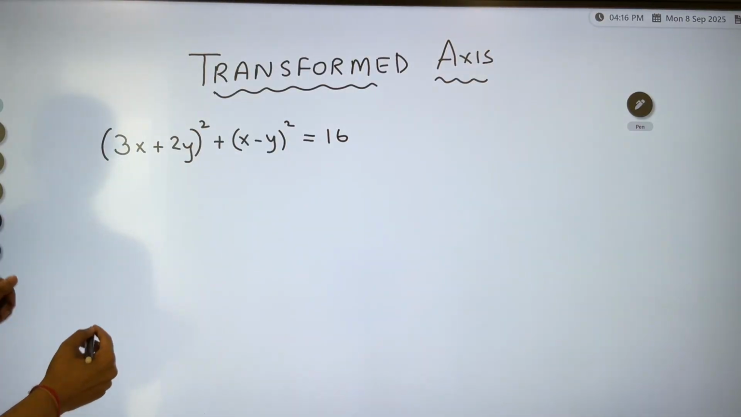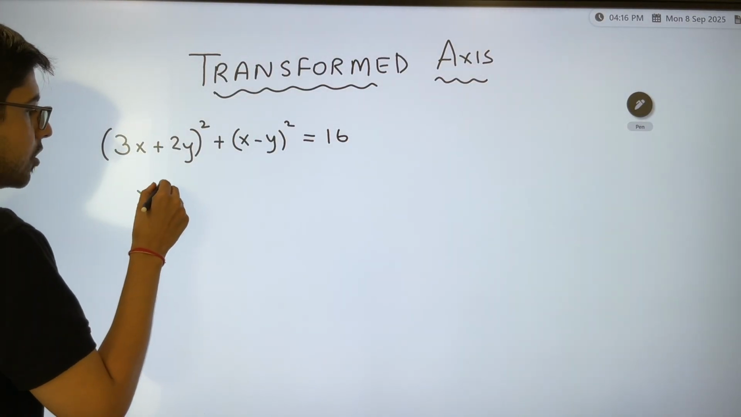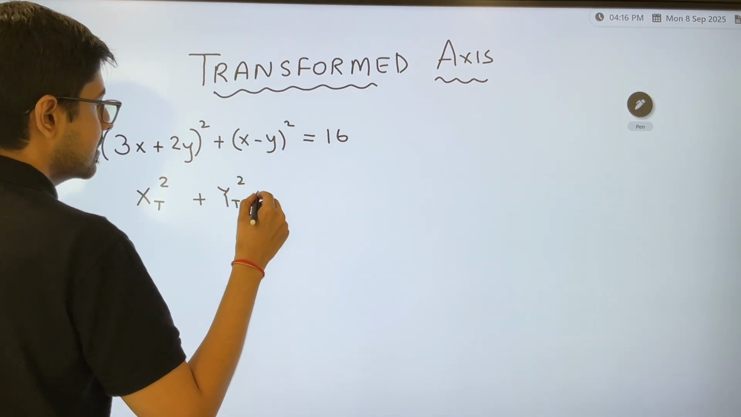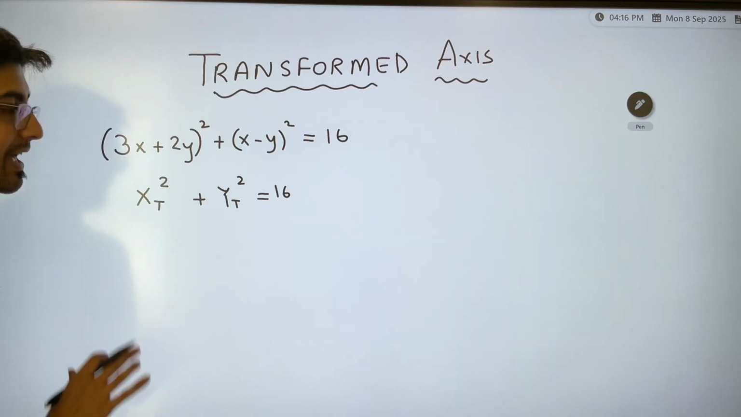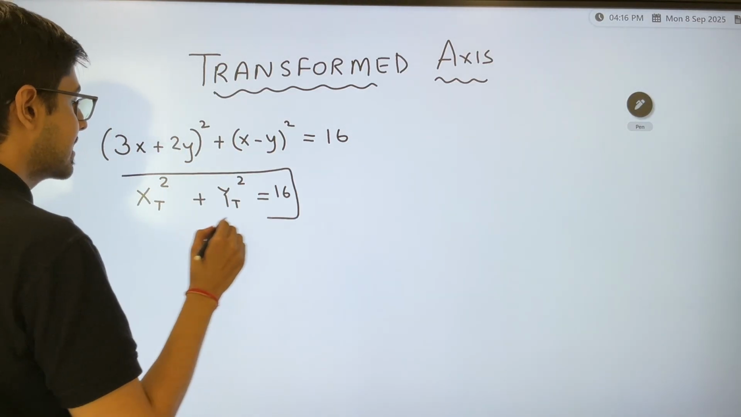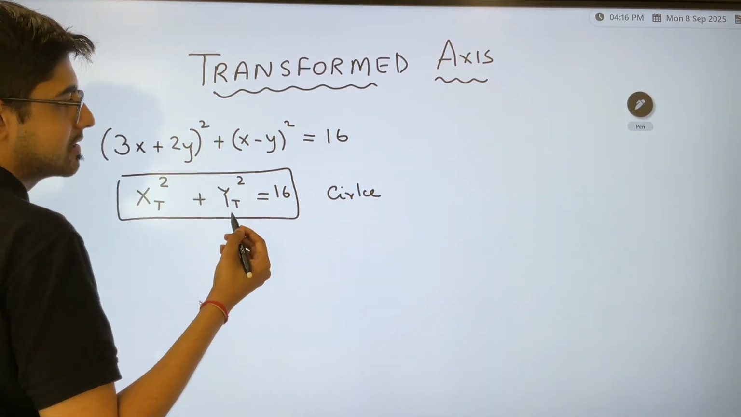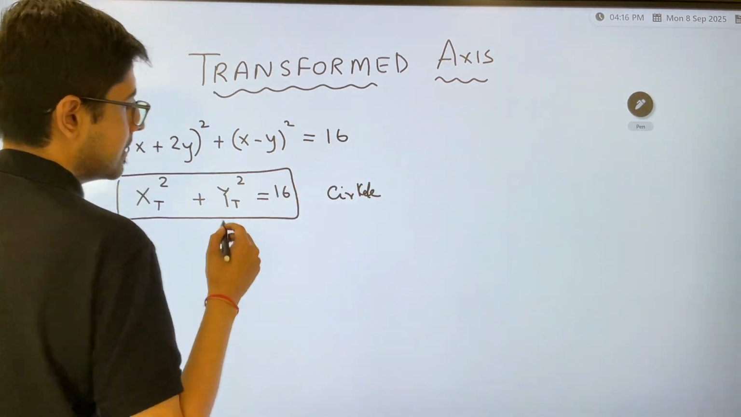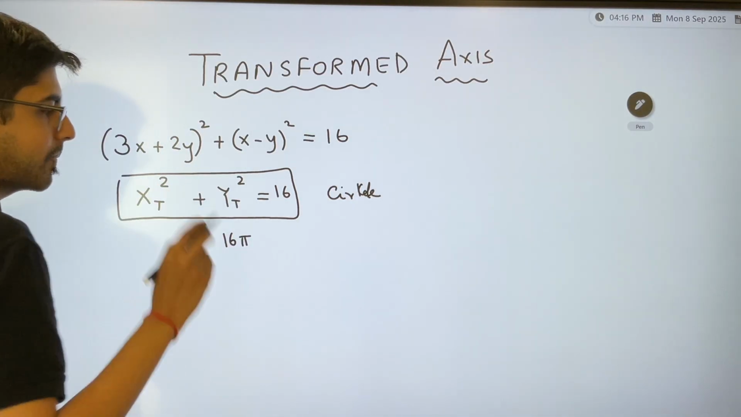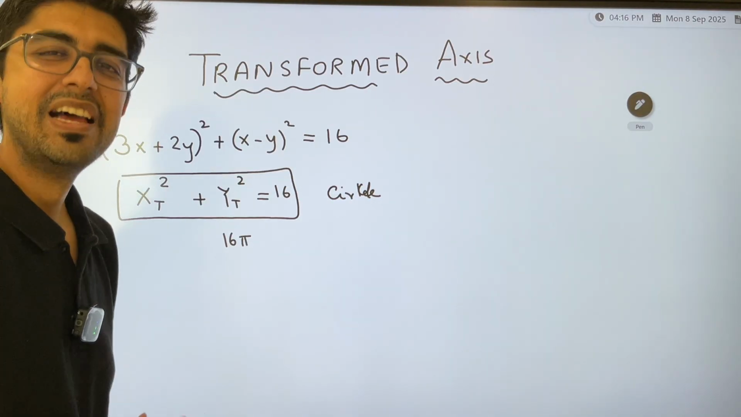So what I'm going to do is, I'm going to write this as x transformed square plus y transformed square is equal to 16. And this equation looks like a circle whose radius is 4 and the area of the circle is 16 pi. Life would have been so much easier if that was the answer, right?